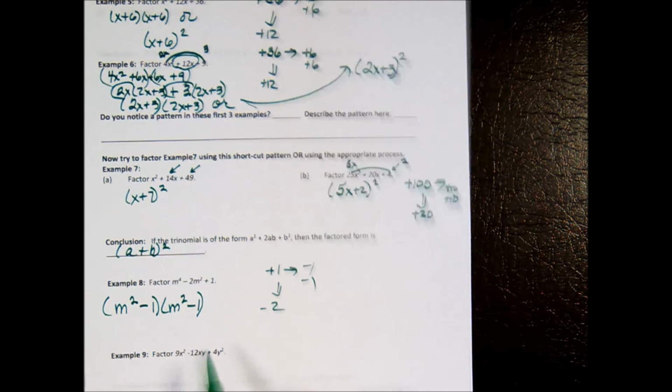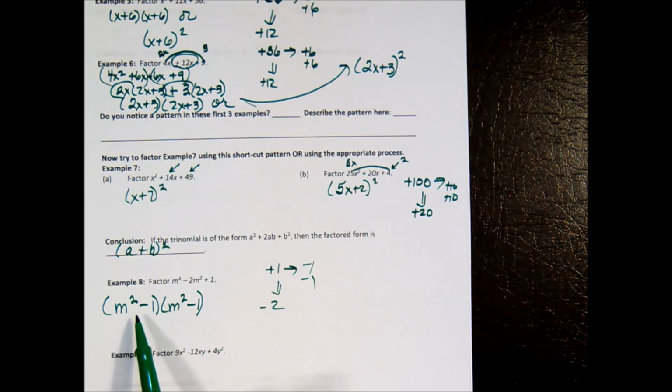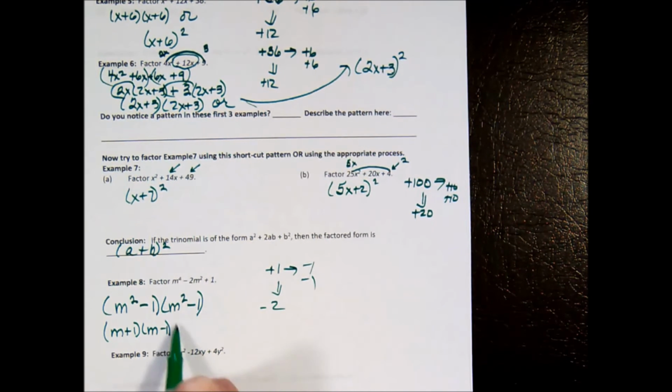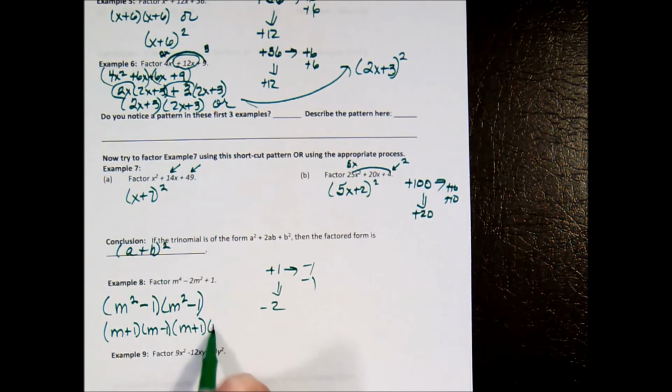Now we know that we're actually not finished because these are difference of two squares. So this then would be m plus 1, m minus 1. Same with this, m plus 1, m minus 1. It's not really necessary to see that pattern.